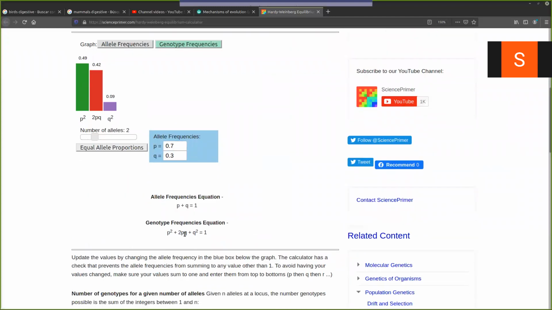Remember, in this case, if you say that P is the dominant, this one stands for the dominant homozygous. This one stands for the heterozygous, and this one is for the recessive homozygous. So keep that in mind.